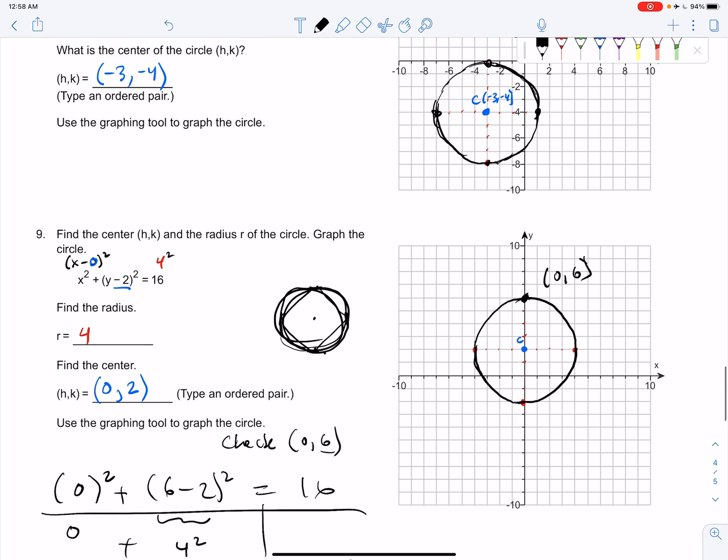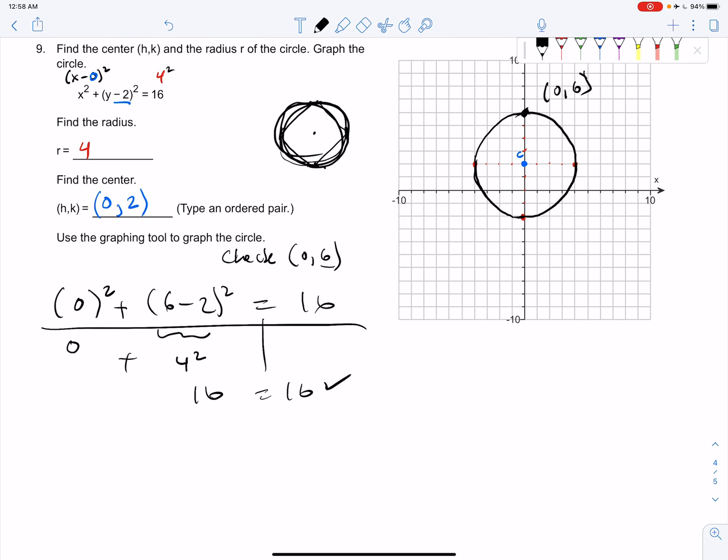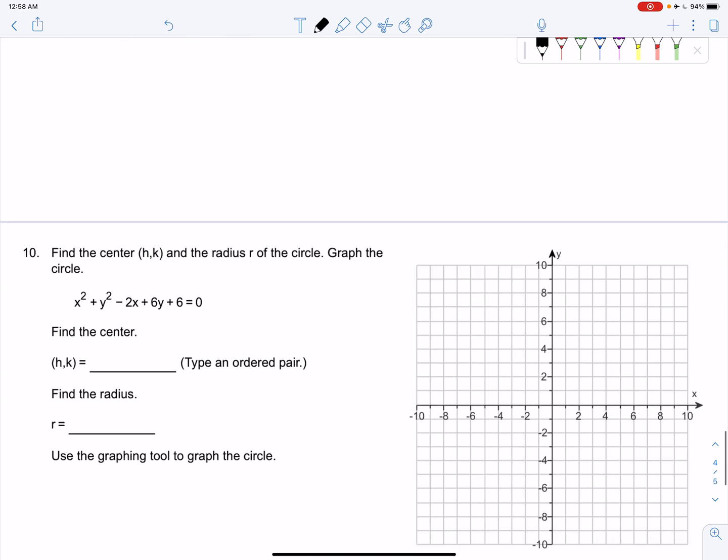Meaning, like, I mean, what if you had a circle like this? What if that was the answer and you check that point? You know, you'd just be really unlucky. But I feel like for the most part, that's a real good check. It's not perfect, but it kind of gets us. You could check more points if you're worried about it. You could check all four of those easy points, and then you'll know pretty much for sure. Let's take a look at number 10.